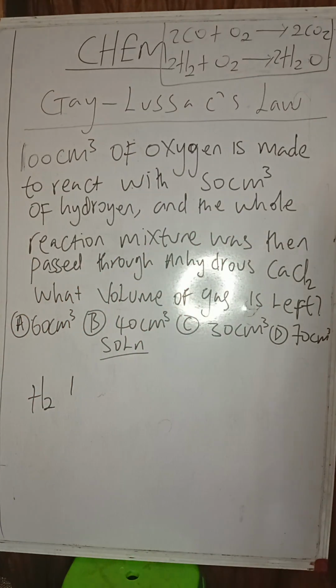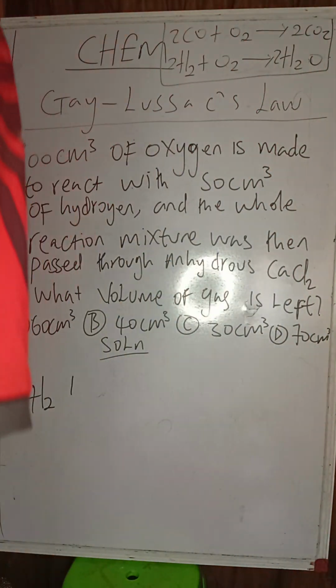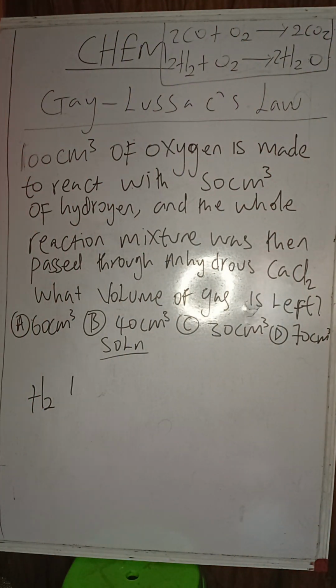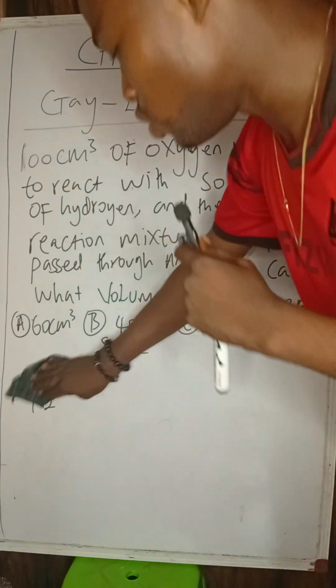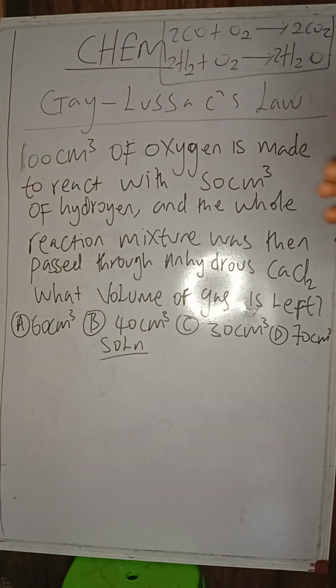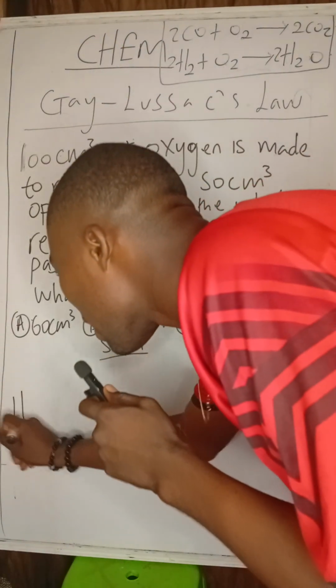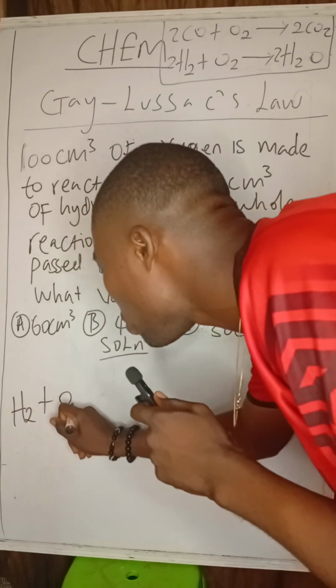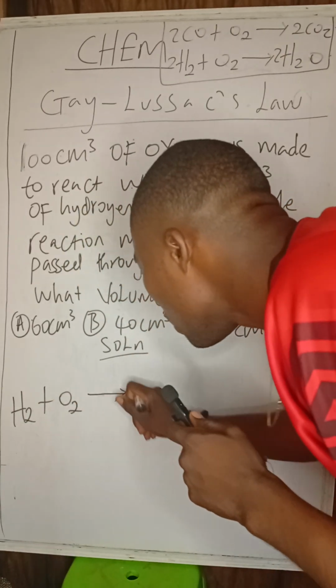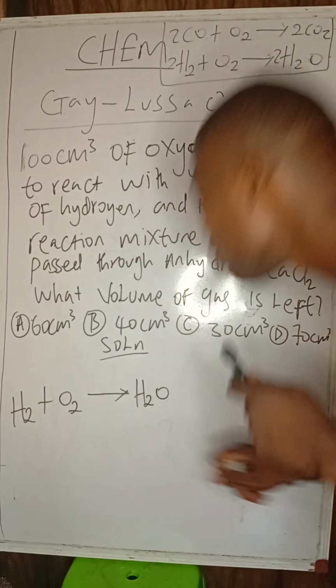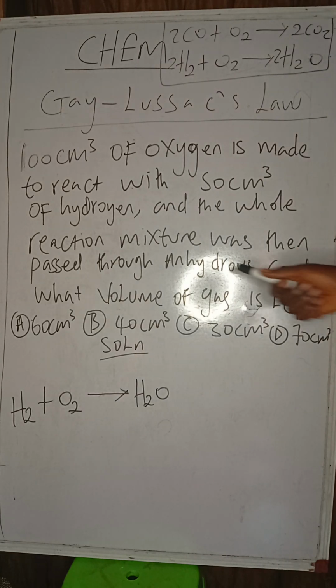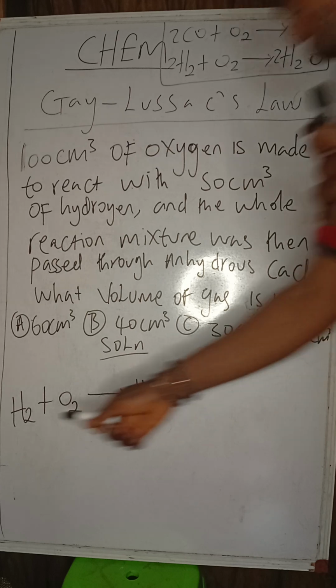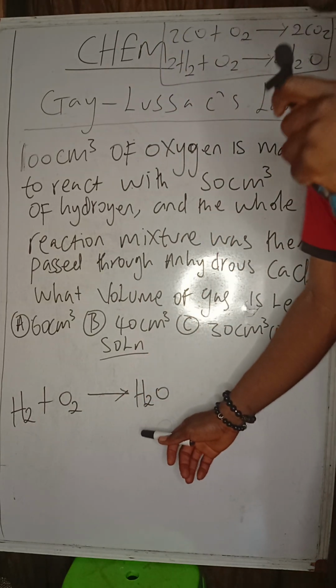For space, I have to do this. So I have H2 plus O2 gives me H2O. Now, let me quickly explain something. Anhydrous calcium chloride, calcium oxide, H2SO4. When hydrogen is reacted with oxygen, what we normally get is water.